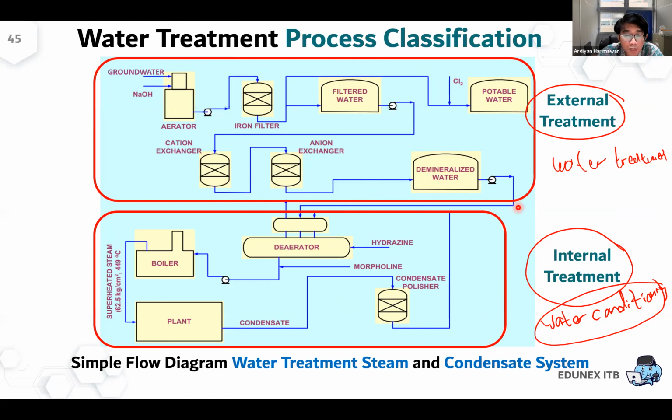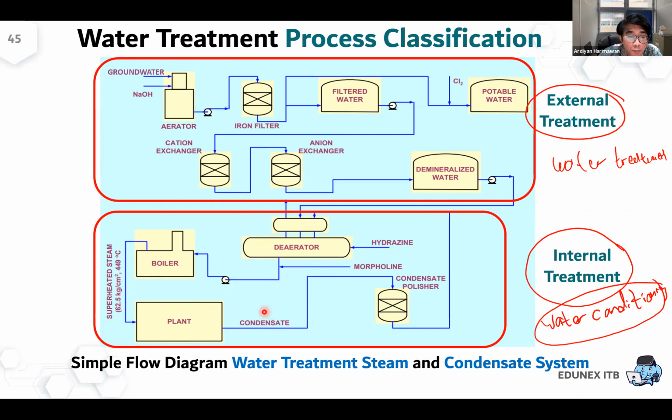After this, you go to the internal treatment. Internal treatment normally is done by adding some chemicals. At this point, you add hydrazine. Hydrazine is to reduce the oxygen. And then it goes to the boiler, creates the steam, is used in the plant, and becomes the condensate.